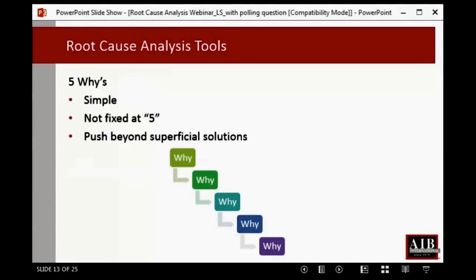If we look at the 5 whys first, it's very simple. It's very easy to do. It's not fixed at 5. You can ask as many whys as necessary. And of course, what you're trying to do is not have superficial solutions. I think most of you, if you think about your GMP inspection and internal audit, if you are getting any repeat items or things that are occurring over and over again, you are not doing appropriate root cause investigation, because if you were, it would drill down and find out what the bottom problem was.